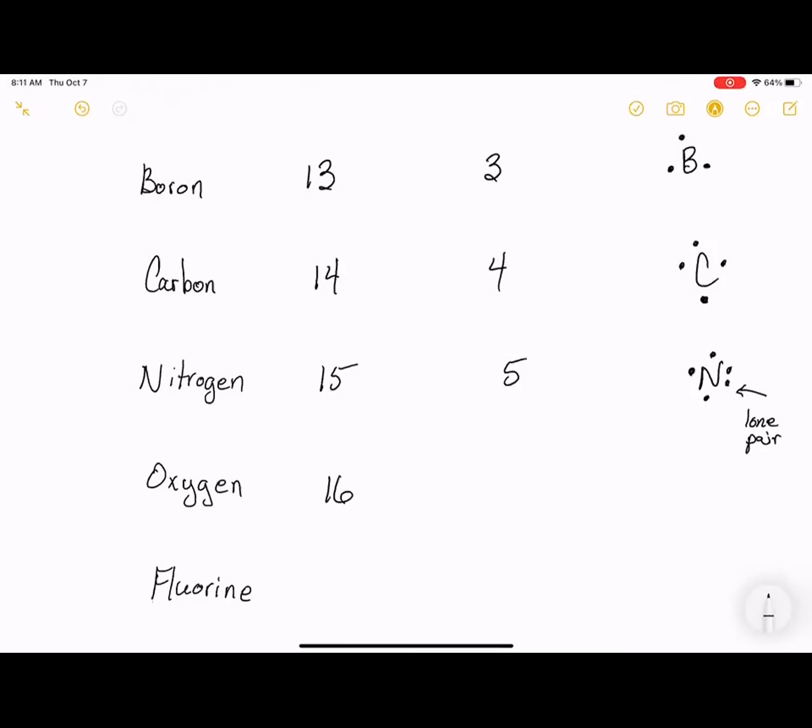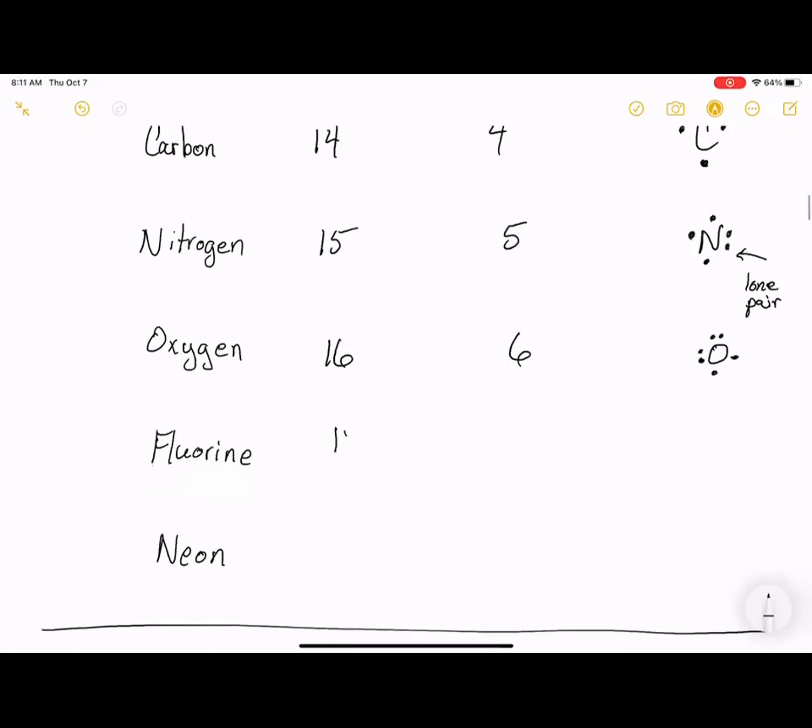Oxygen is in group 16. The last digit is 6, so it has 6 valence electrons. And so you can start pairing them up. Fluorine is in group 17. The last digit is 7, so it has 7 valence electrons. So you put 7 dots. And neon is in group 18. The last digit is an 8, so you're going to put 8 valence electrons.